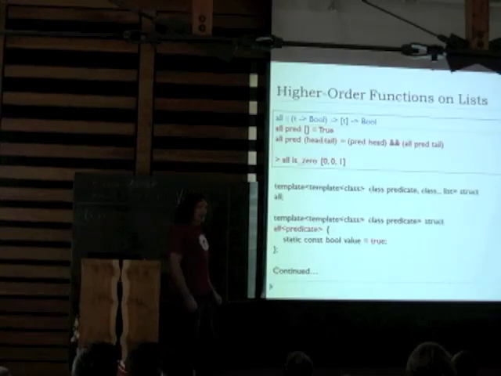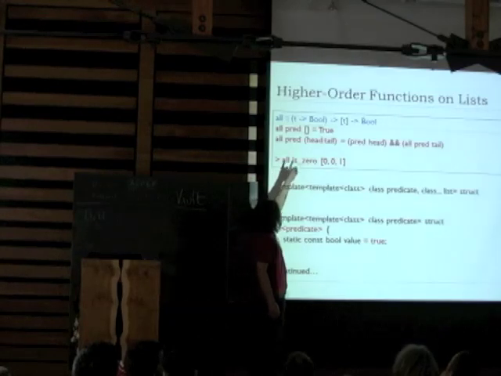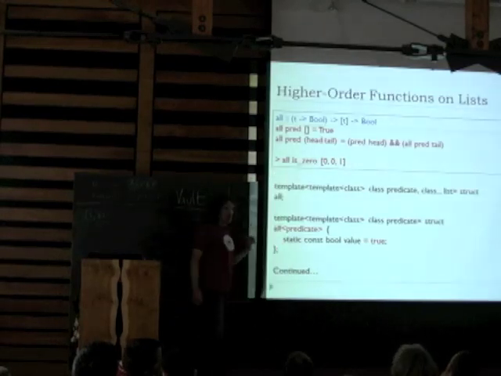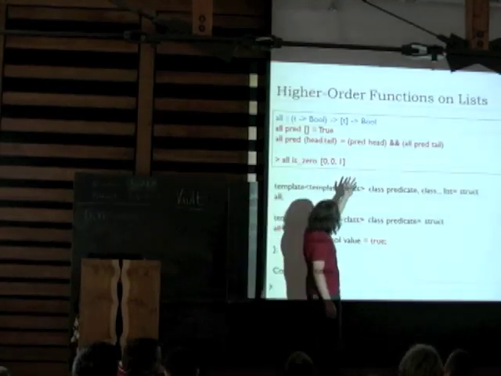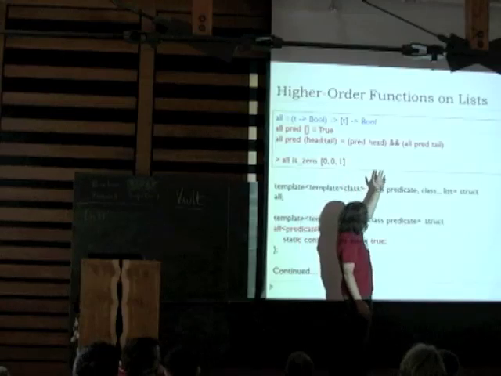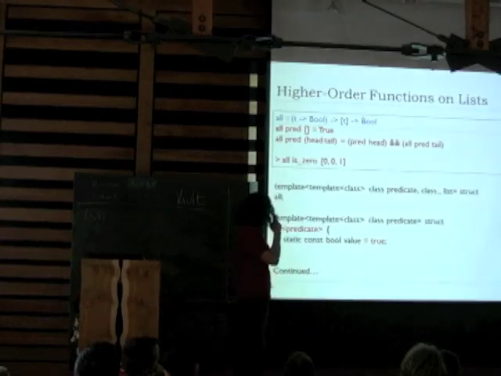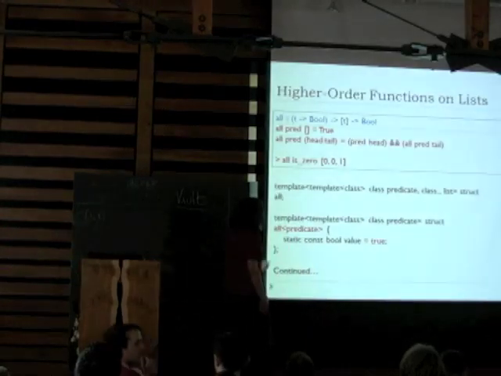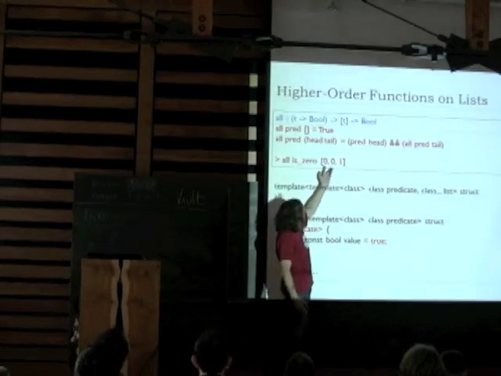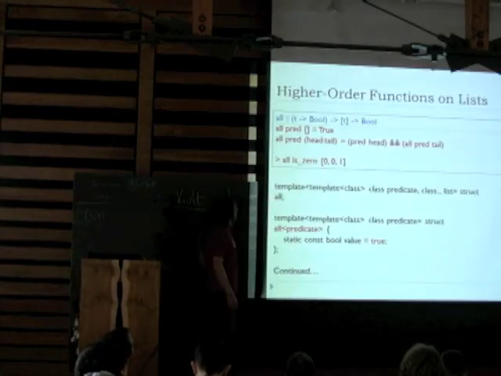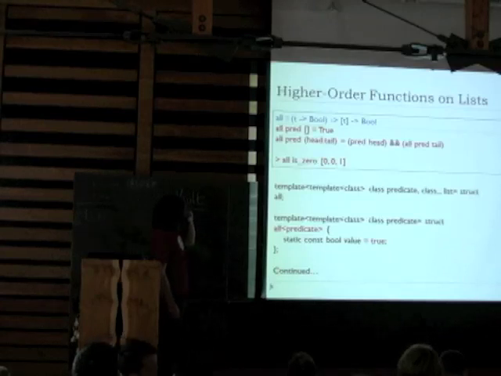Since it's acting on a list, I have to pattern match the list. It's either empty, the first case, or I split it into head and tail. If it's head and tail, I apply the predicate to head and combine it with a recursive call. I can then call this function all with the predicate is 0 and the list 0 0 1, and it will return false, obviously. So the same thing in C++.